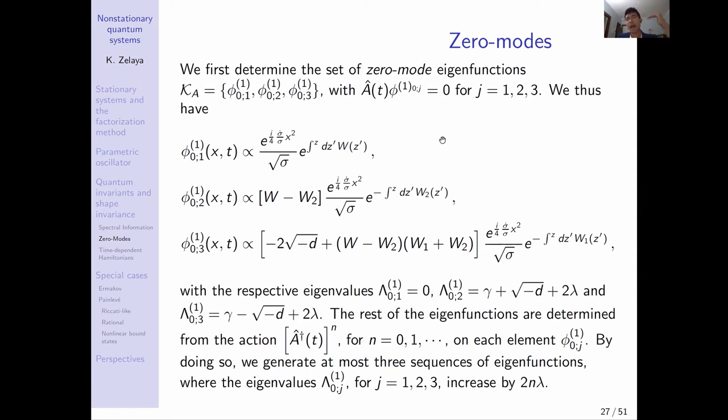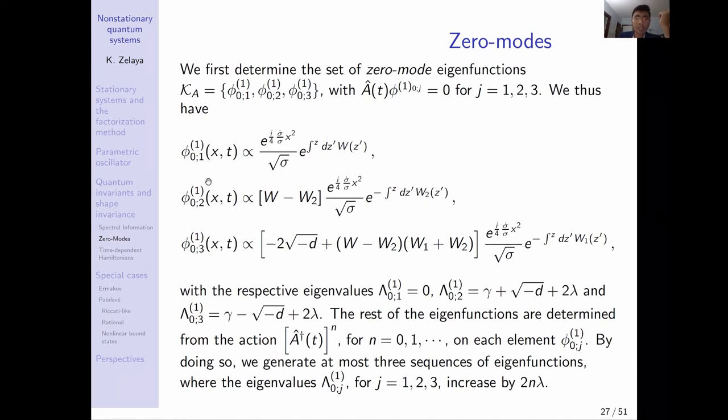We can find the higher modes just by using the ladder operator A dagger, let's say. And this is something we explain here. So by using A dagger, we generate the rest of the spectrum as long as we get these zero modes. We should keep an eye on these solutions because if they are not square integrable, if they don't have a finite norm, they are not useful in the context of quantum mechanics.